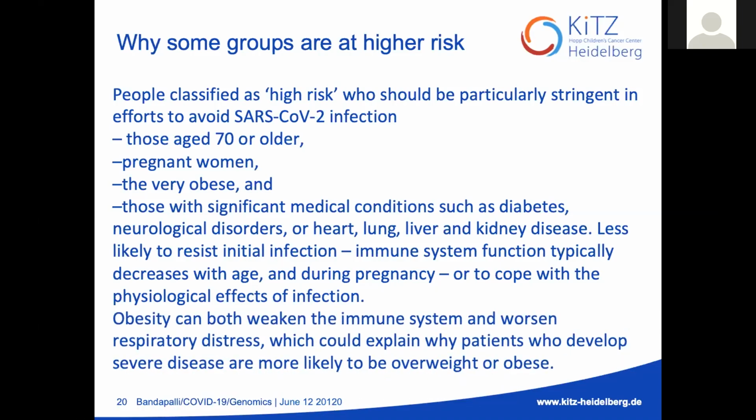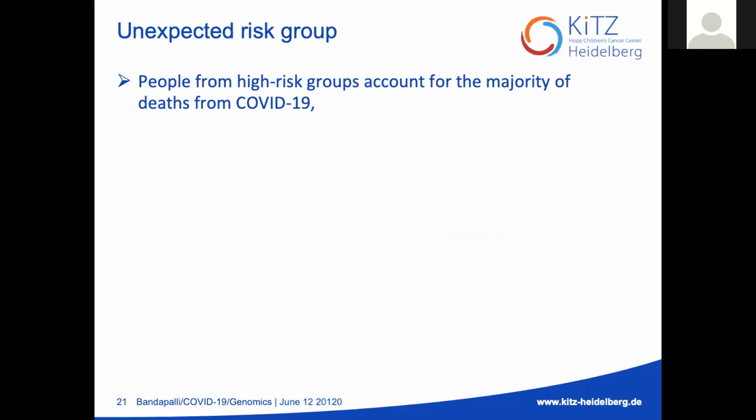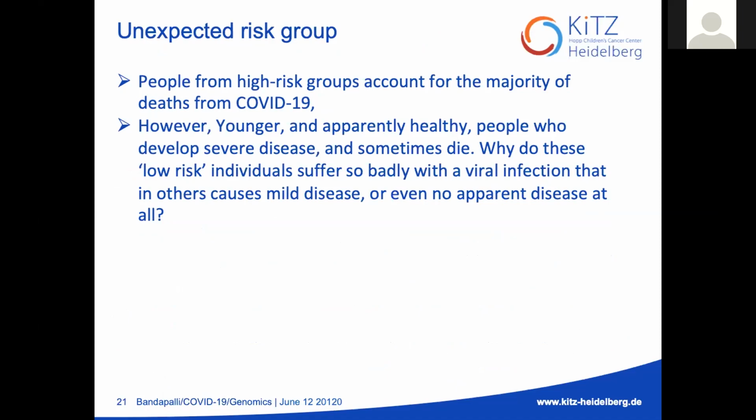That's another thing: the unexpected risk group. People from high risk groups account for the majority of deaths, but younger and apparently healthy people also develop severe disease, and sometimes they may die. Why do these low risk individuals suffer so badly with a viral infection that in others causes mild disease or even no appearance of disease at all? This is a very important and worrying group, because they don't know that they have an infection and they don't show any symptoms. They'll be going out and meeting many people. That would be like a moving bomb.